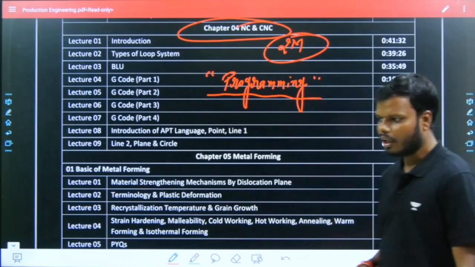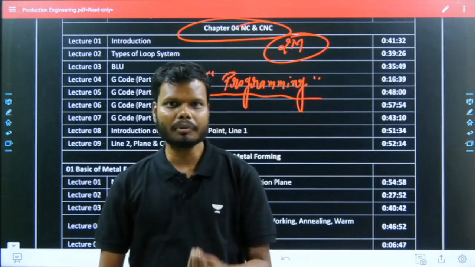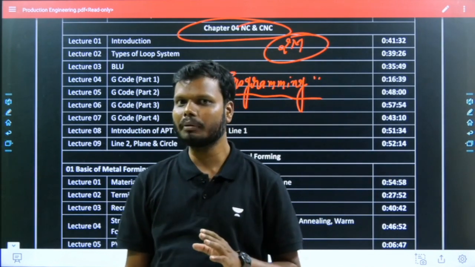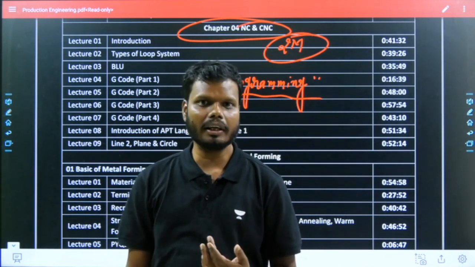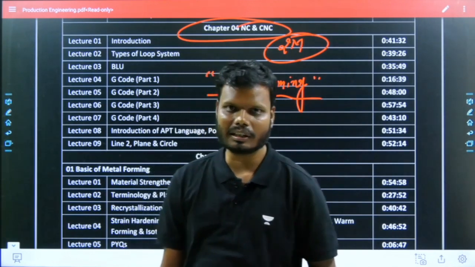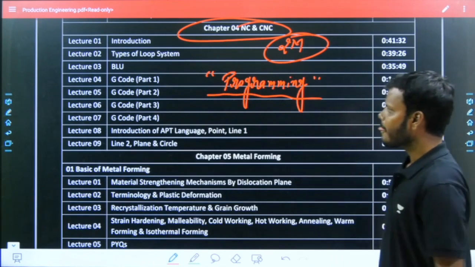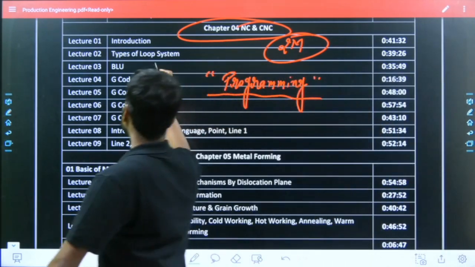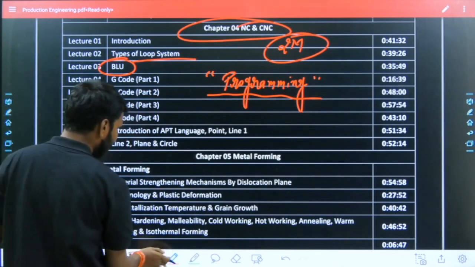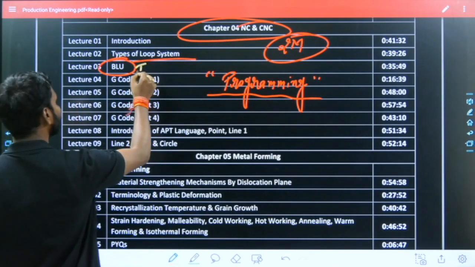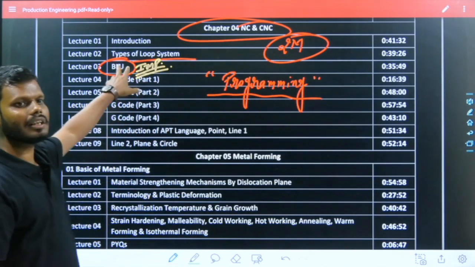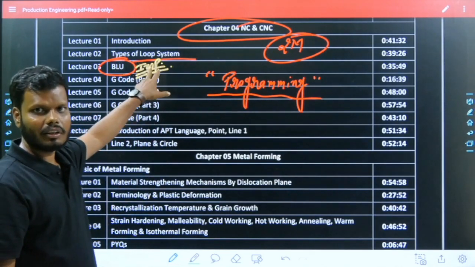So G code, how to use G code, M code, and also CAD package. CAD package is also important, that means scaling, translation, rotation concept is also important for GATE examination. Clear that point? Okay. So types of loop system, BLU, basic length unit is important for GATE examination. In upcoming GATE examination, BLU questions are also asked.